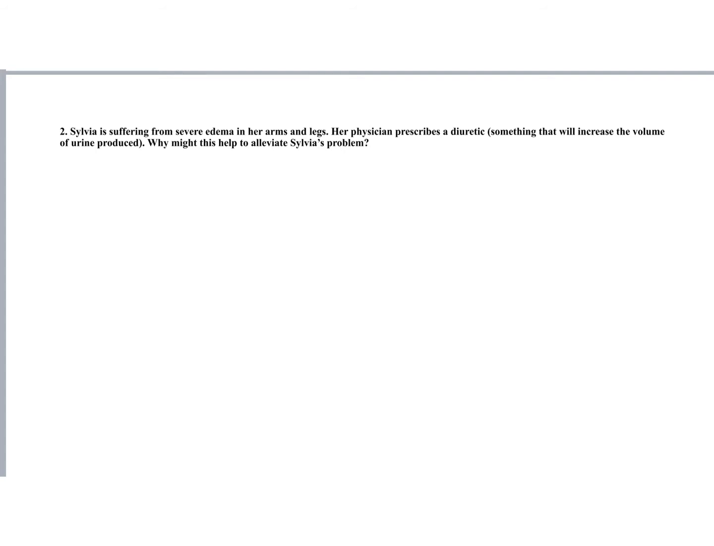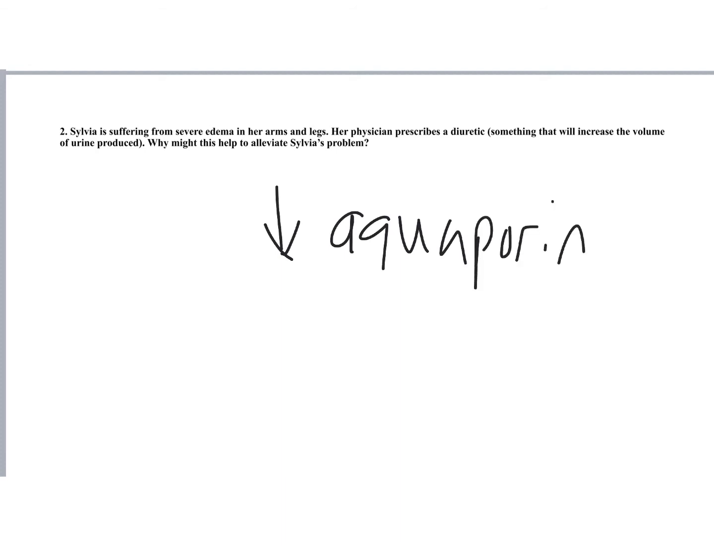What does the diuretic do? The diuretic is basically going to make you eliminate more water. How does it do that? By closing the aquaporins. The aquaporins that are in the distal convoluted tubule and the collecting duct. So it's going to decrease aquaporins so that your urine is more dilute.